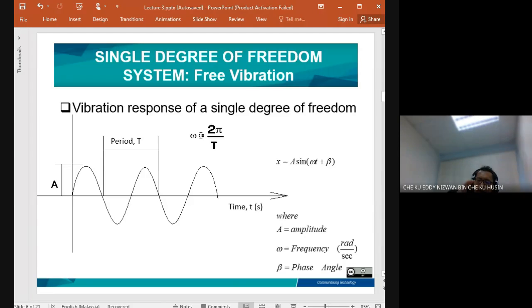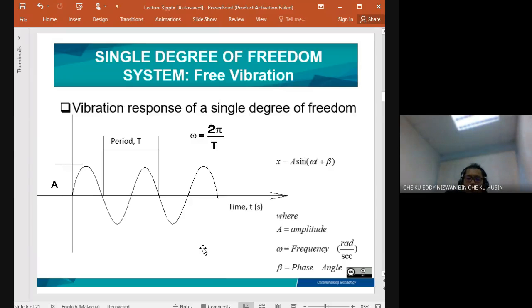You know that when a single degree of freedom spring mass system is given an initial condition and then released, it will oscillate, moving up and down. The motion of the mass we can represent as a sinusoidal function. The motion has an amplitude and a frequency. The amplitude represents how much the displacement is, and the frequency is related to how fast it moves, which is how many oscillations within 1 second.